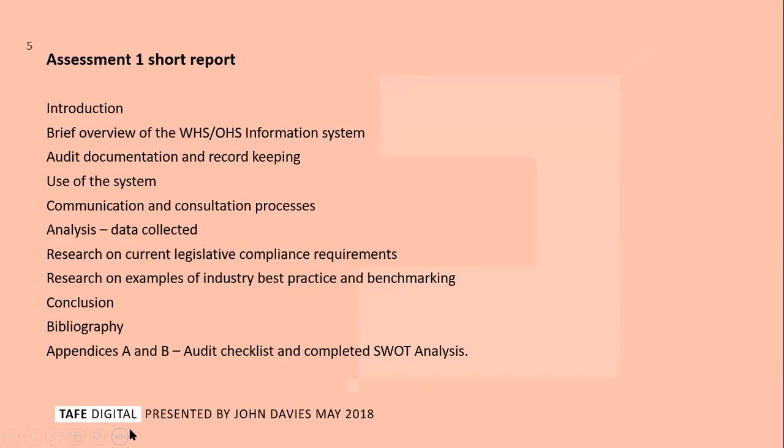So let's look at the first assessment. The first assessment leads with a short introduction. This introduction covers the location, structure, size, and nature of the business, and a description of the operations and working environment. Then we need to briefly give an overview of the information system that's in place in our workplace, computerized paperwork examples, and how they are collected and stored.